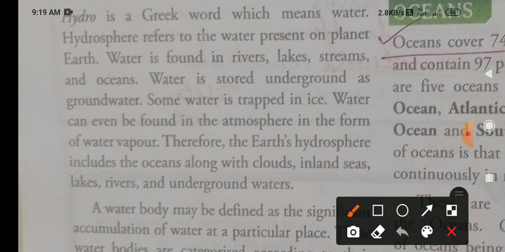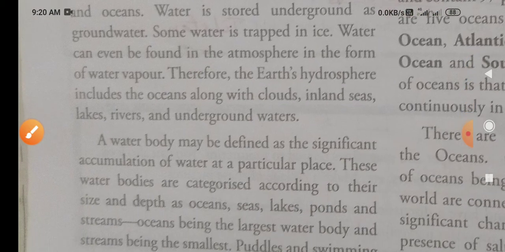As I told you, all these things are given here. Earth's hydrosphere will be including all the things: ocean, clouds, inland seas, and rivers. What is this inland sea? The sea inside the land area is called an inland sea. And even the underground water, all together, they are all part of this hydrosphere. They are all called the hydrosphere or water region, the area occupied by water. Okay, now let's read further.